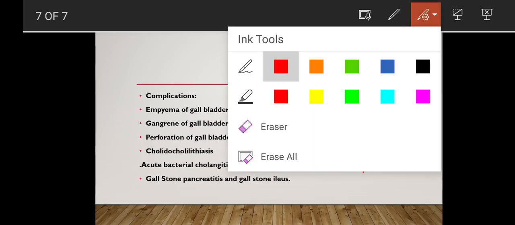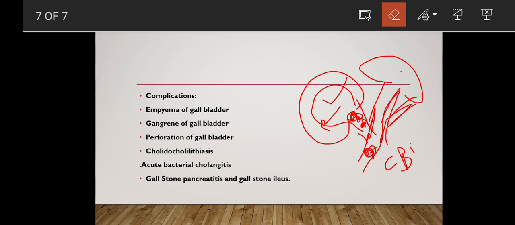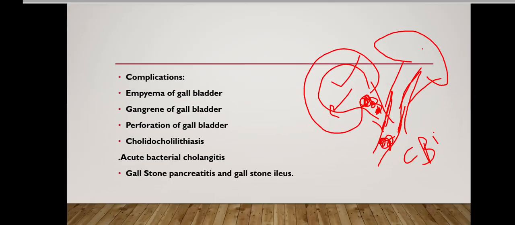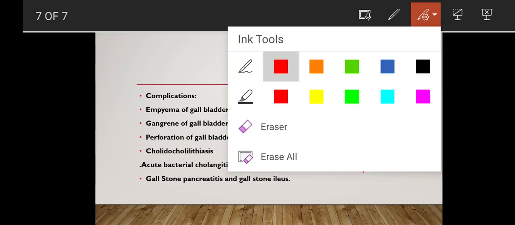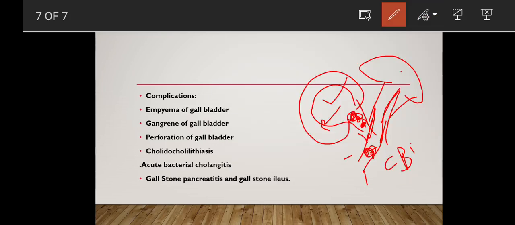In acute bacterial cholangitis, there will be high grade fever and pain, and the patient will be febrile. Finally, the stone can dislodge and enter the pancreas. Here in the second part of the duodenum, it can enter the pancreatic duct and get stuck in the head or neck of the pancreas, and cause acute pancreatitis. This stone can also get stuck in the small intestine and lead to gallstone ileus.